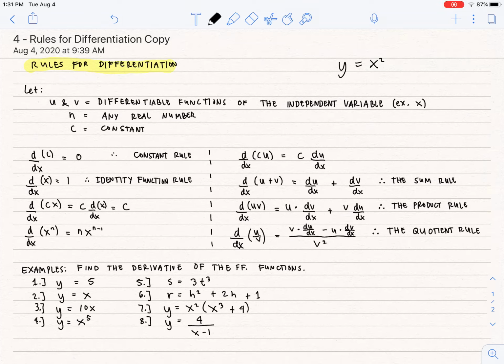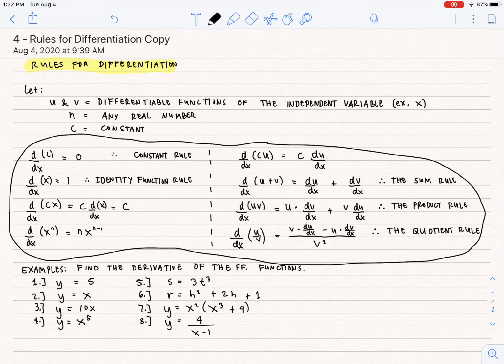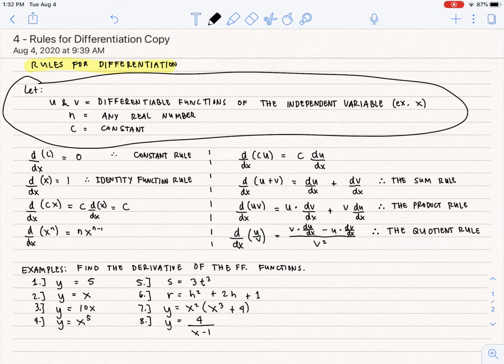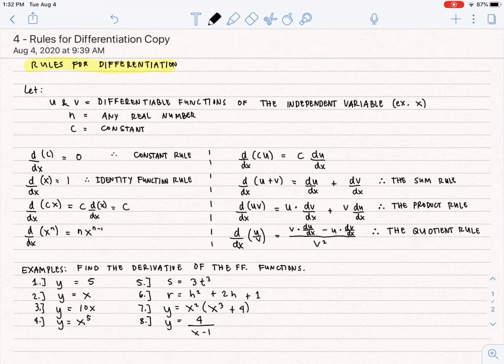Okay, so lecture 4 is rules for differentiation. So before we begin with the set of rules, mo ni ang set of rules kaning ako ang gin-circle. Let's start with this one. Okay. So first, we are going to let u and v equal to the differentiable functions of the independent variable x or the independent variable.